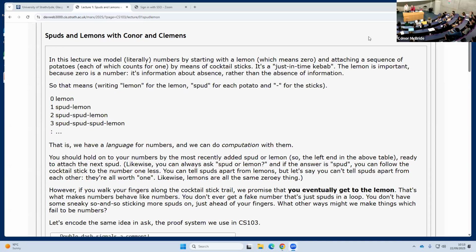And then if I have a number and I want to make a slightly larger number, I can attach a potato to the number to make it 1 bigger. So that spud lemon represents the number 1. And then I can do it again. I attach another potato. Always attach things to the outermost blob. So that spud lemon encodes the number 2.